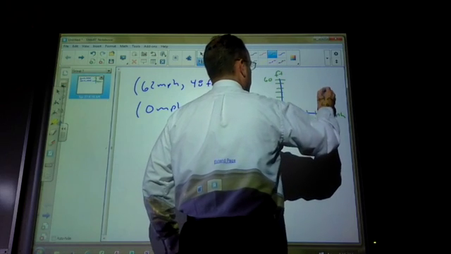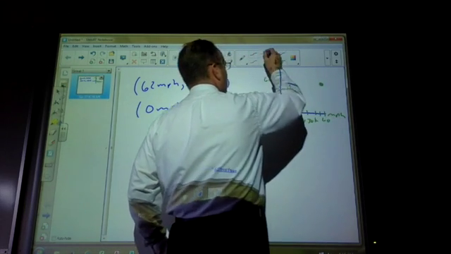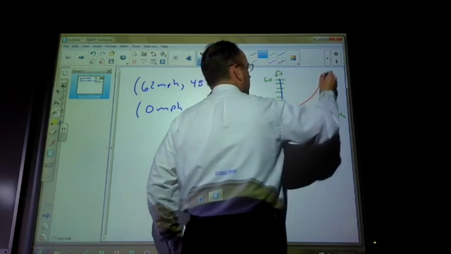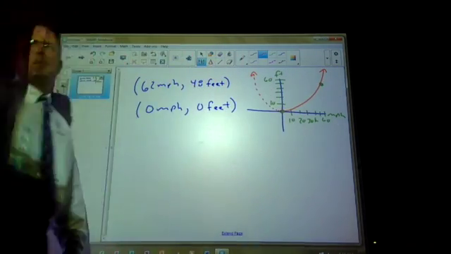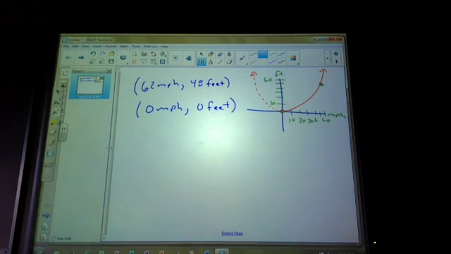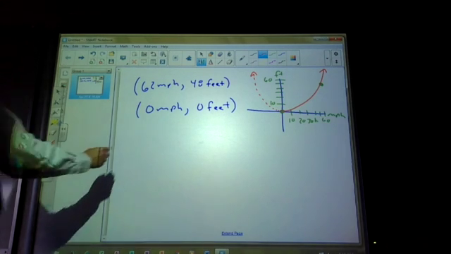So this other side's dotted because you're not going to do negative miles per hour. But we have one side of the parabola that is useful information for us. So what's our vertex in reference to? 0, 0. So 0 miles per hour gets us 0 feet as a braking distance. And at 62 miles an hour, it takes 48 feet to stop. Okay? Well, let's use our equation.